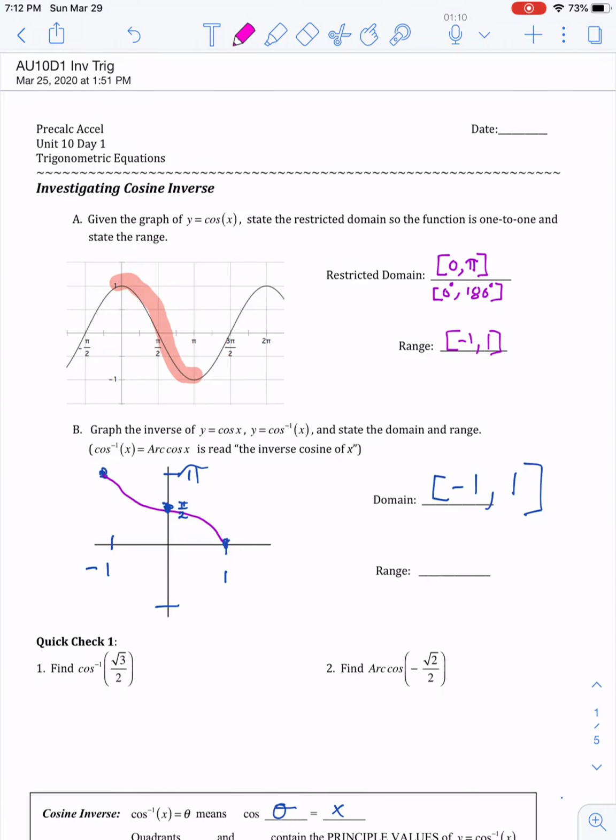Welcome back to eLearning, Day 2 of Unit 10. We are going to continue our investigation on inverse trig, mostly focusing on cosine and tangent today.